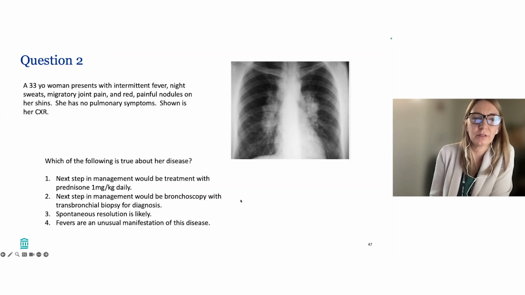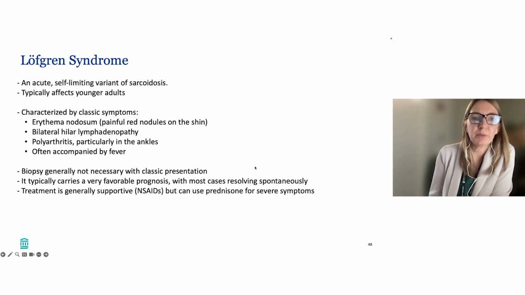And the answer here is spontaneous resolution is likely. This chest x-ray shows bilateral hilar lymphadenopathy consistent with sarcoid. And I just want to spend the last minute on a syndrome called Lofgren syndrome. There's always a question on the boards about Lofgren syndrome. They love to ask about this. It is an acute, self-limiting variant of sarcoidosis.